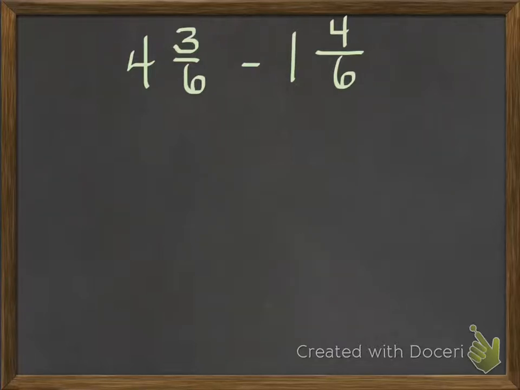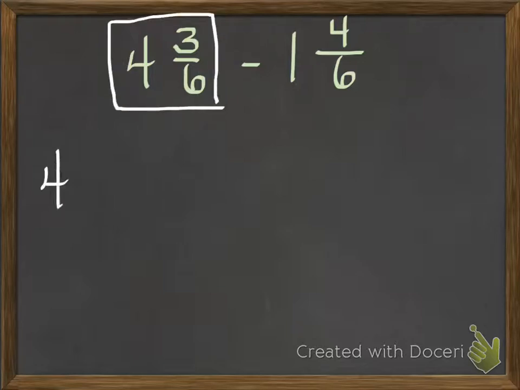Okay, so here's the problem again. I'm going to just look at 4 and 3/6 for a moment. I want you to think about it like, let's say you had 4 pizzas and the last pizza was cut into 6 and you have 3 pieces left. And you have to give away 1 whole pizza and 4/6. Well, that means that you're going to have to cut another pizza into 6 in order to give it away.